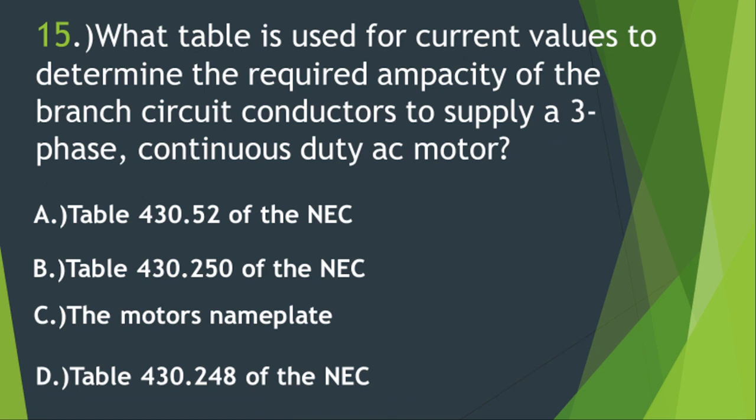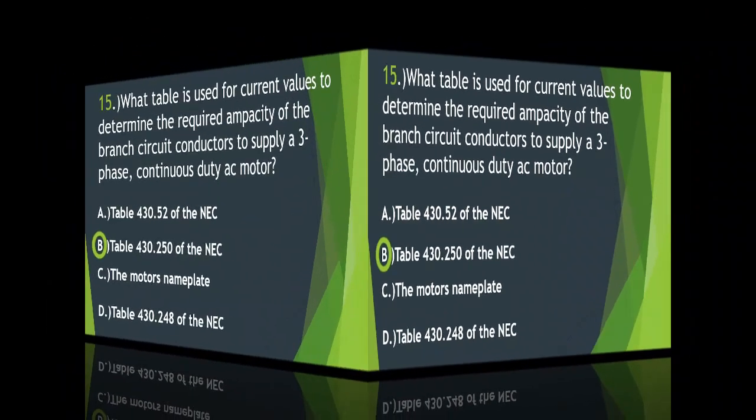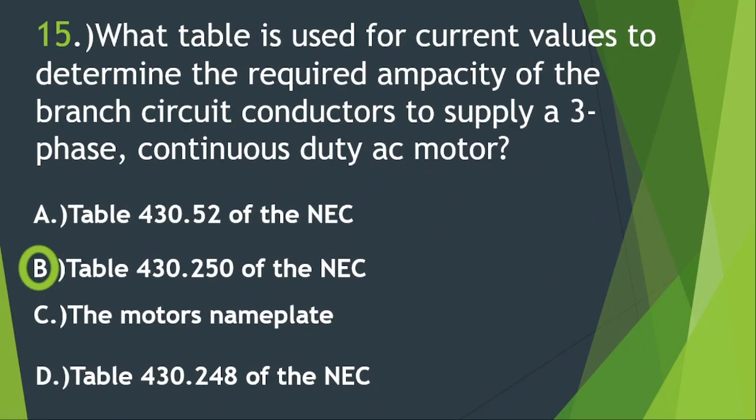Number 15. What table is used for current values to determine the required ampacity of the branch circuit conductors to supply a three-phase continuous duty AC motor? A. Table 430.52 of the NEC. B. Table 430.250 of the NEC. C. The motor's nameplate. D. Table 430.248 of the NEC. The correct answer is B. Table 430.250 of the NEC.